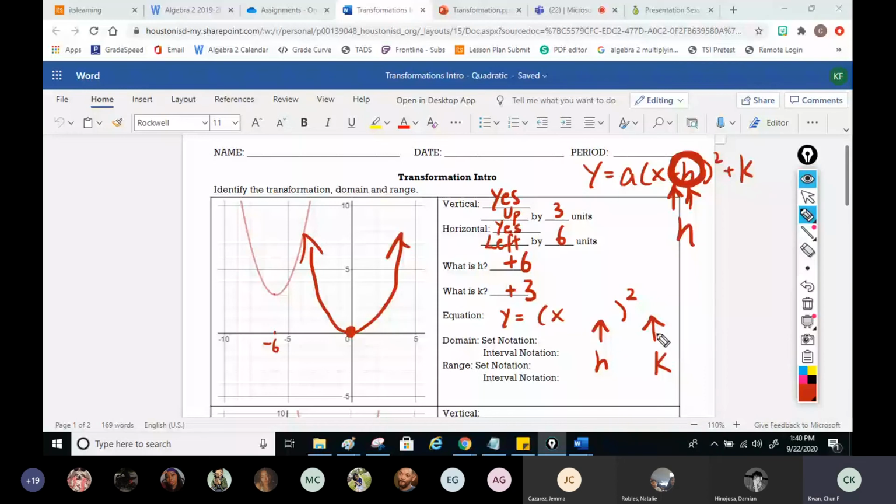All right, Hammer, you just come back. So go to the hub, and then find the homework. The homework is called Transformation Intro.